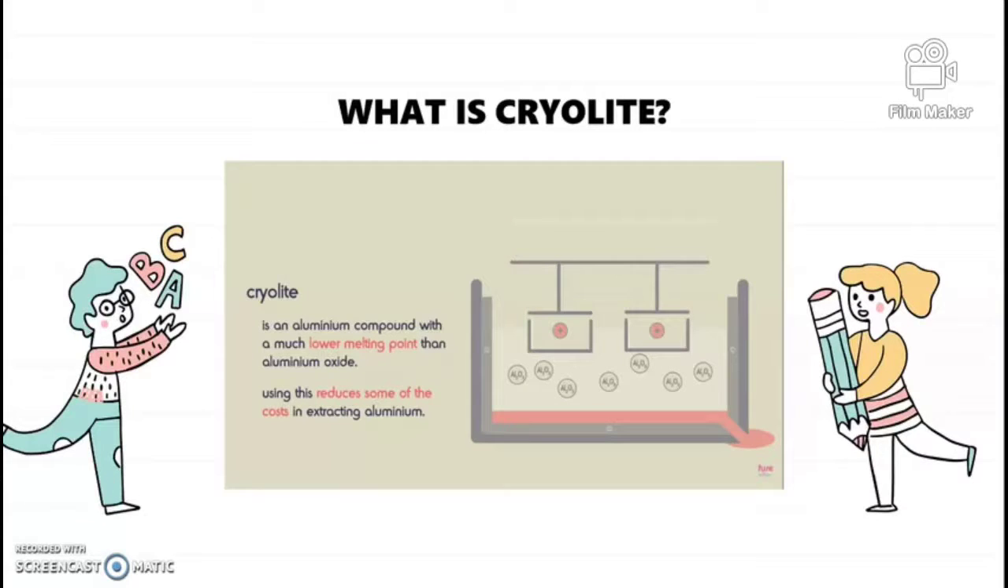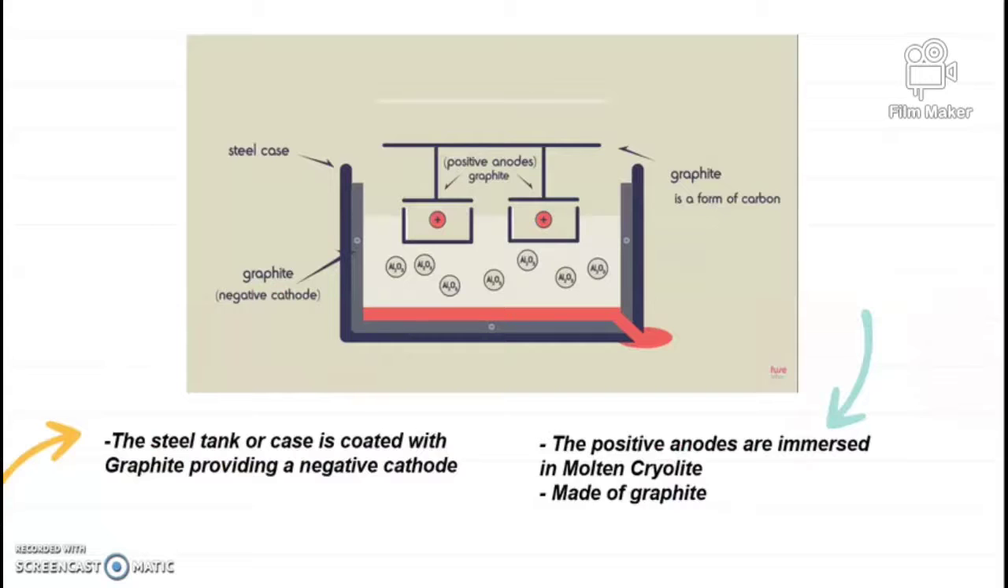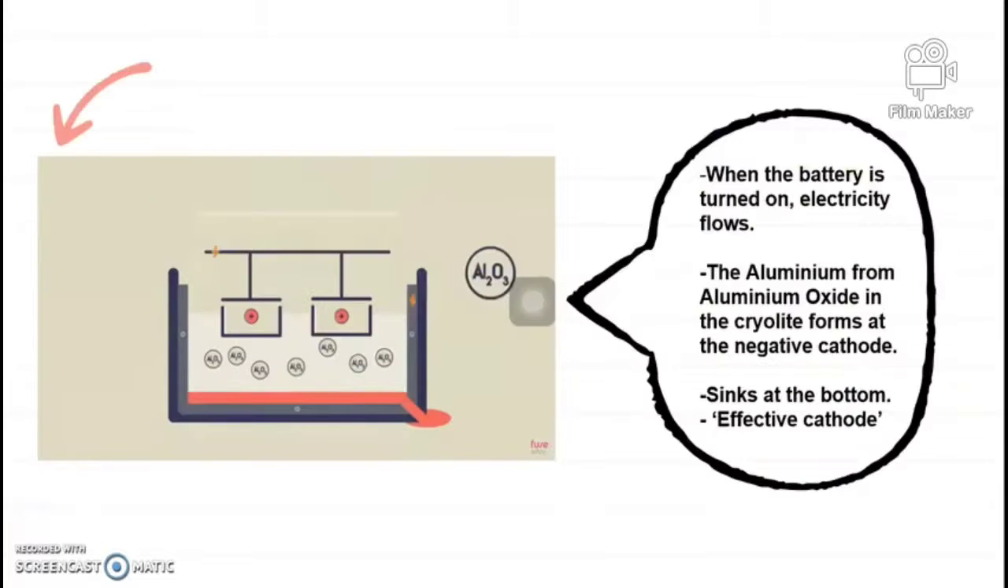Cryolite is an aluminum compound with a much lower melting point than aluminum oxide, so using this reduces some of the cost in extracting aluminum. So now we are seeing the setup of the electrolysis. We have a steel case on the outside, also known as a steel tank lined with refractory bricks, and then we have a carbon lining which acts as the negative cathode, or graphite, it's the same thing, and then we have positive anodes which are also made from graphite, and it is a form of carbon.